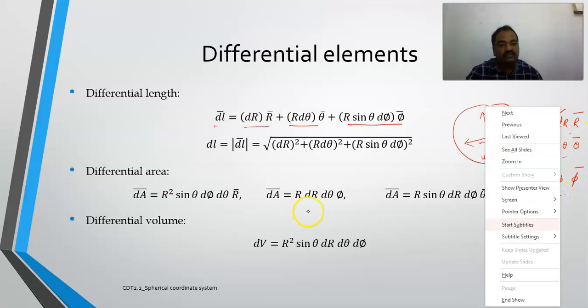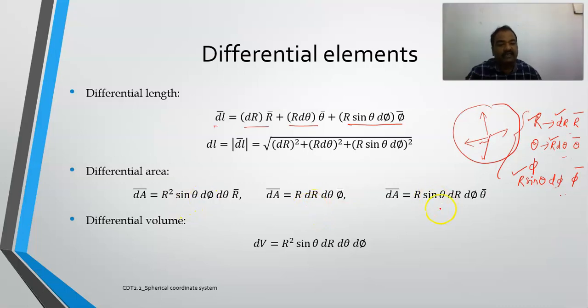Now if I want to use a differential area, I should use 2 components. If I use the R component, the differential area has 2 dimensions. So if R is fixed, then theta will be varying and phi will be varying. So I should write it as R d theta and R sin theta d phi. Which means I'll join them. It is R square sin theta d theta d phi.